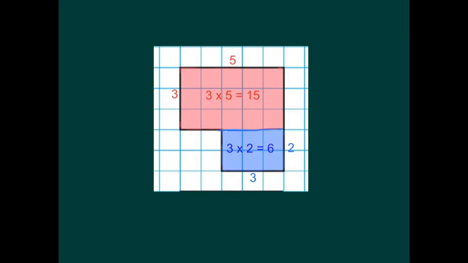Now that I've found the area of both of the parts of my original figure, I can add these two numbers together to find the total area of the figure. Since 15 plus 6 equals 21, the total area equals 21 square units.